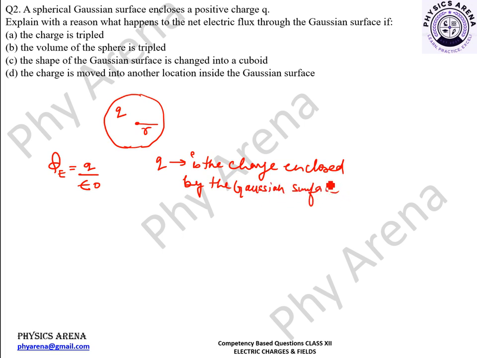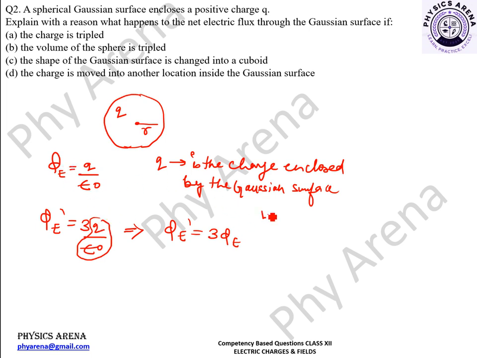Now, if the charge is tripled, so earlier phi E was Q upon epsilon naught, now Q has become 3 times Q. So phi E dash will be 3Q upon epsilon naught, because the charge enclosed will now be 3 times Q. And we can see from this that phi E dash is equal to 3 times phi E. This value that I'm encircling is phi E.